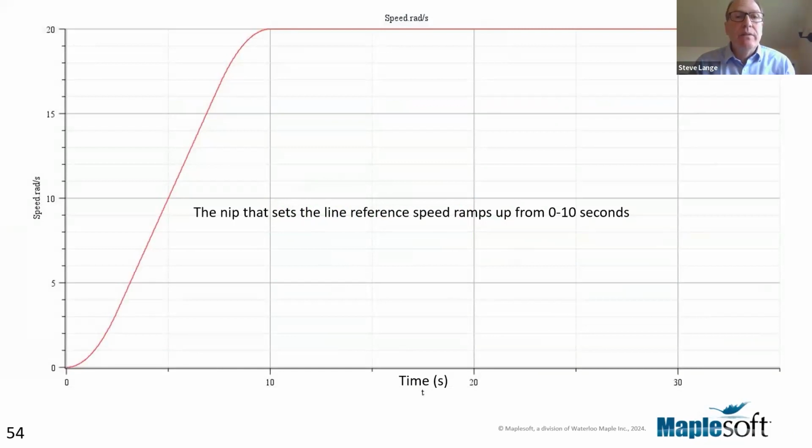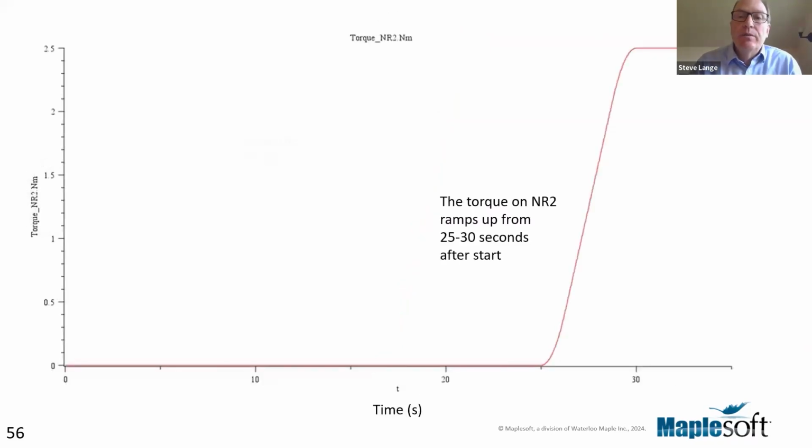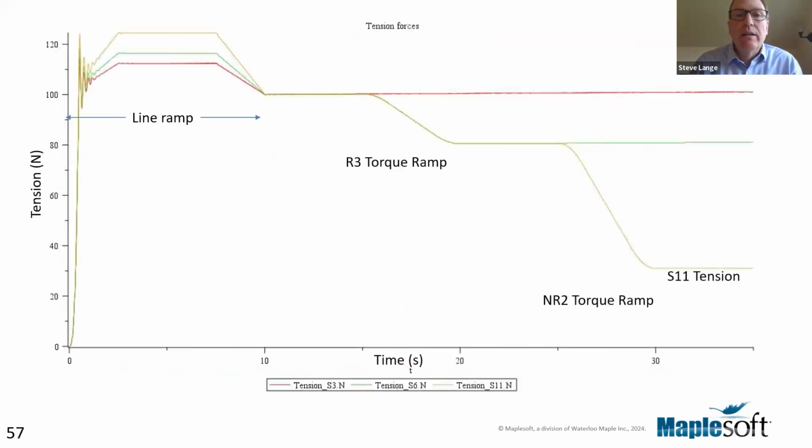It ramps up in 10 seconds nicely. This is the torque on that first roller. It ramps up from 15 to 20 seconds. And this is the nip torque from 25 to 30. So what is the result of all that stuff going on on the tension?